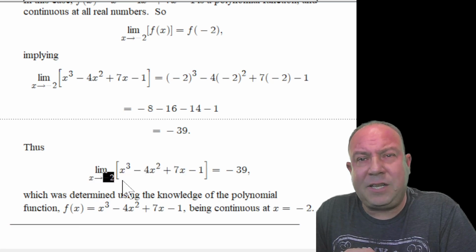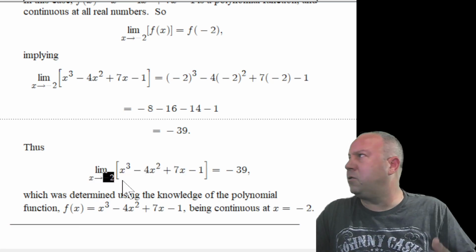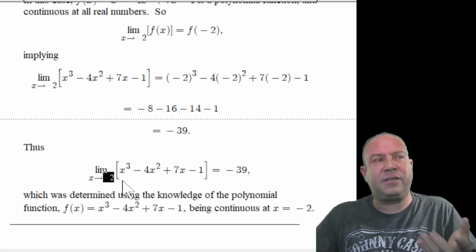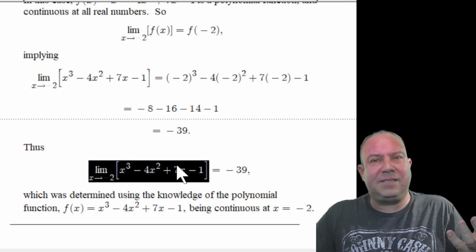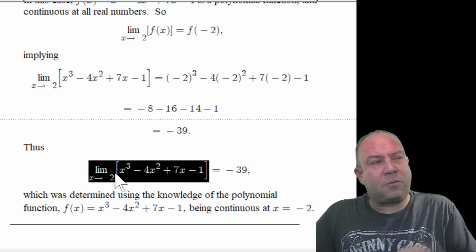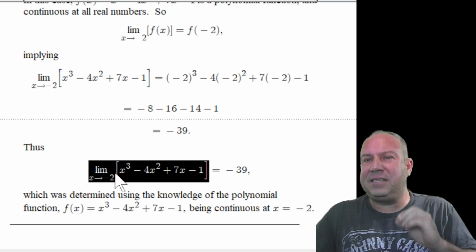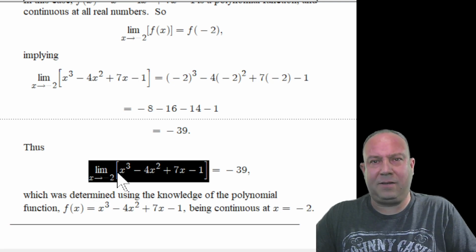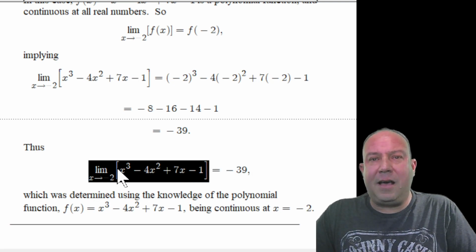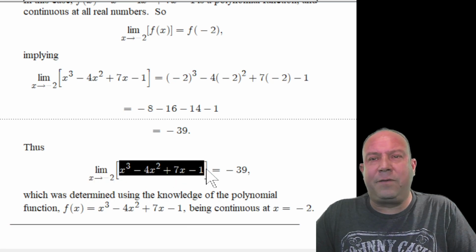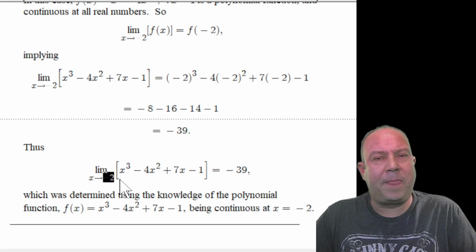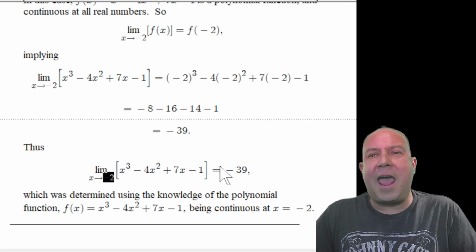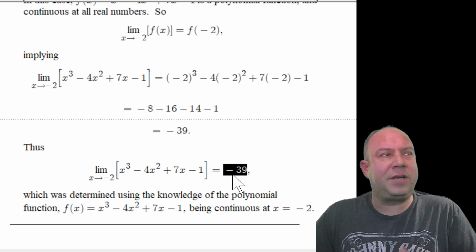And by being continuous at -2, that means that those three conditions for the test for continuity must be true. That means that this limit must exist, that both the left and the right-hand side limits give the exact same value for the limit. And that the dependent value for the function must be defined at -2. And it's defined to be -39.